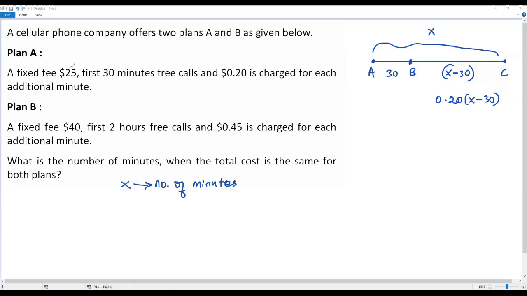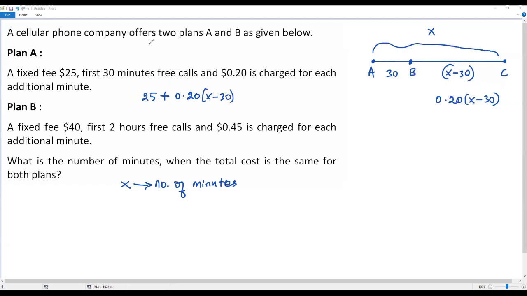Okay, and also we have a fixed fee of $25. Now to get the total cost, first we have to write the fixed fee positive. Then we have to write the amount charged for the minutes after the first 30 minutes. That is 0.20 times (X minus 30). Let me write it over here. 0.20 times (X minus 30). So this expression gives the total cost for plan A.